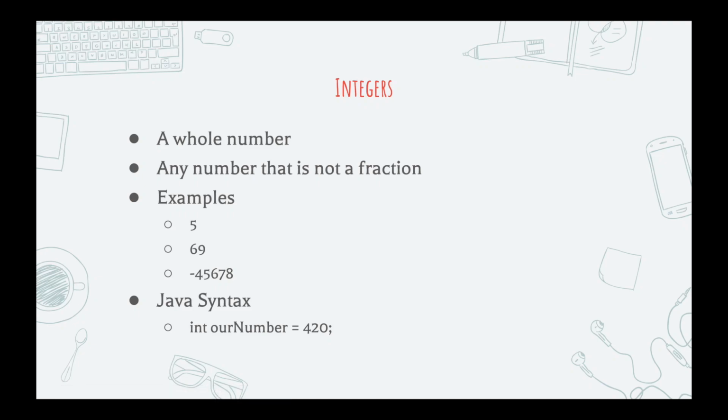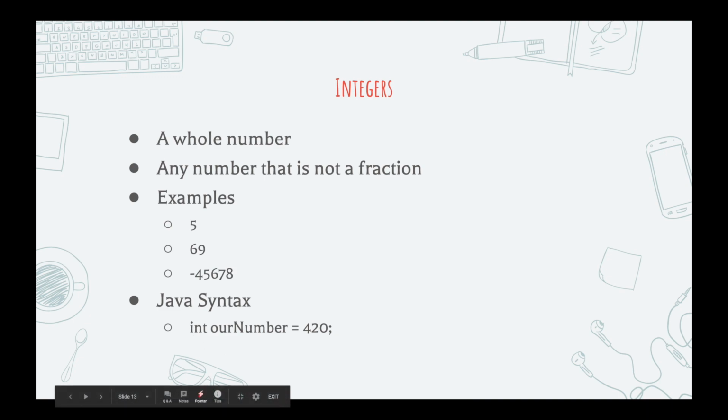An example of a data type that I've already discussed is integers. And integers, as you know from math class, are whole numbers, or any number that is not a fraction at all. Examples of integers are the number 5, the number 69, and the negative 45,678. So the way that we declare an integer variable is we do int.